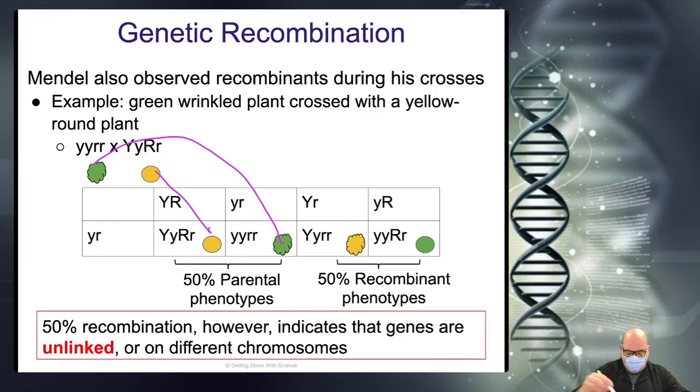Now, this is a Mendelian ratio, 50-50. If they are 50-50, that tells us that they are unlinked, or that they are on totally different chromosomes. Unlinked means the genes might be on the same chromosome, but they're so far apart that they still sort out randomly. What do you think would happen to the number 50-50 if the genes were very close together?